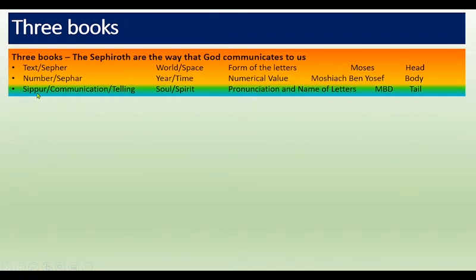Okay, and then it's also connected to the word sipor. Sephiroth is connected to the word sipor, which is communication or telling. And this is connected to the realm called spirit, which is the fifth dimension. Okay, pure spirit, that fills everything and surrounds everything, that we know as Yod-Heh-Wau-Heh. Okay, pure spirit, pure good. And this is to do with the pronunciation and name of the letters, and this is related to the concept of Mashiach ben David, and that's related to Aaron's rod, and that's related to the tail.